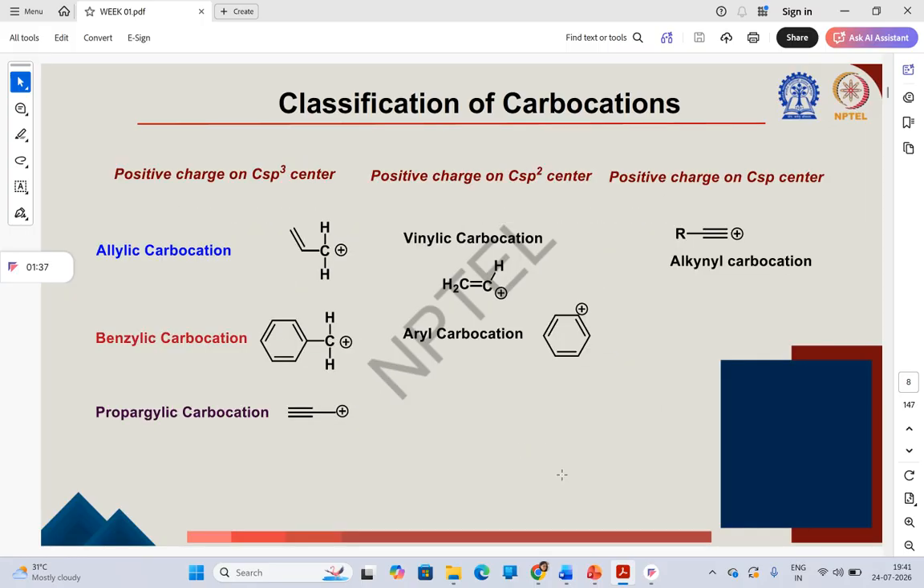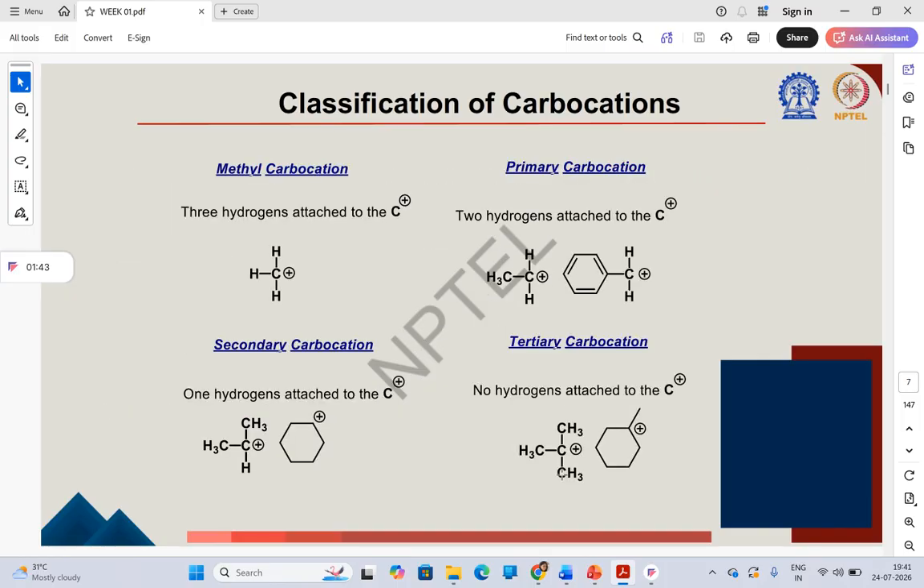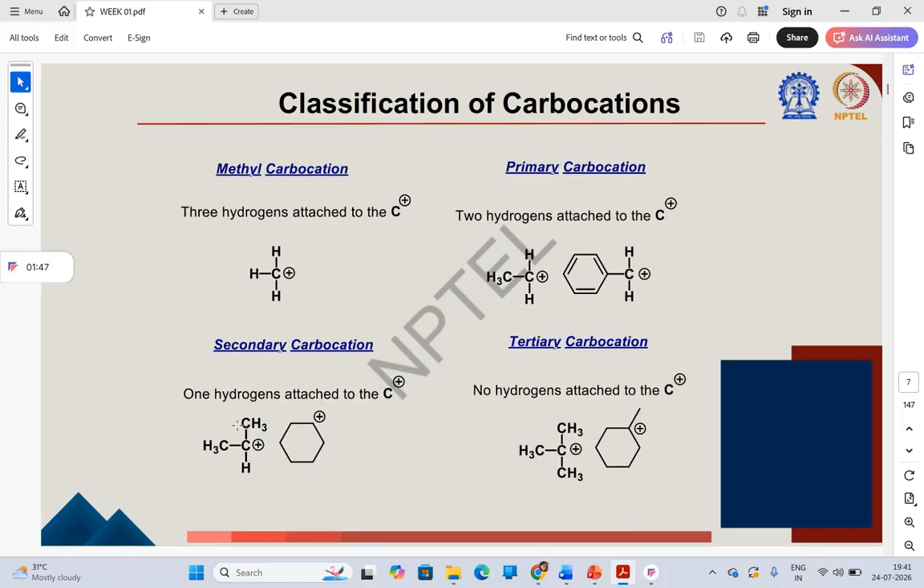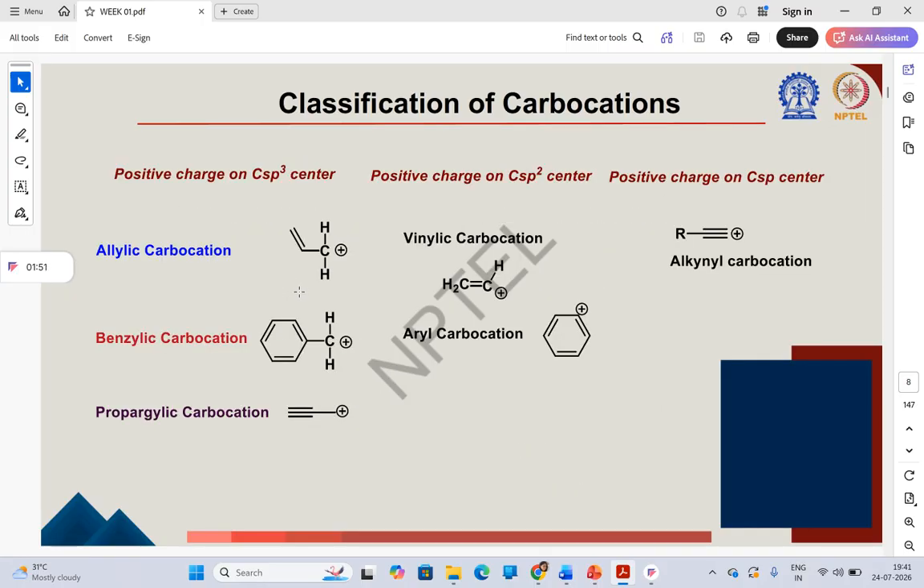Talking about the stability of carbocations, tertiary carbocations are the most stable among them, and after that the secondary one, then primary, and then methyl carbocation.